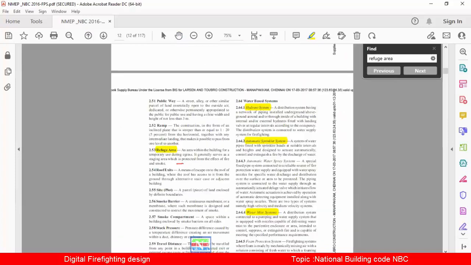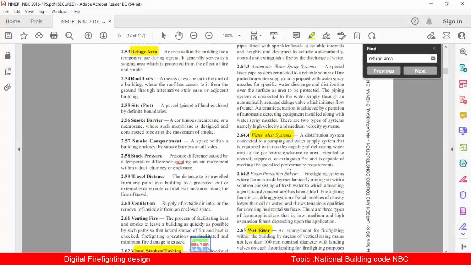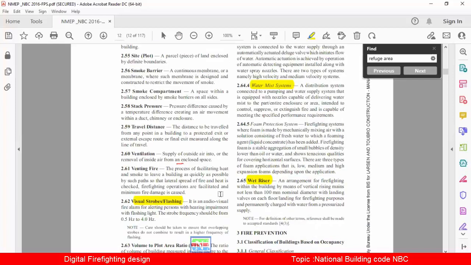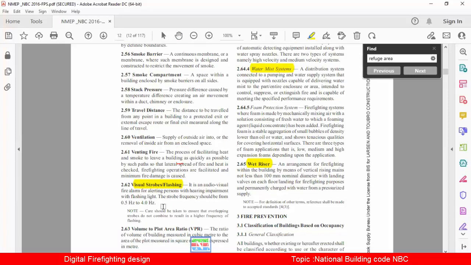You know, hydrant system, we have gone in detail. NFPA 14, NFPA 13, automatic sprinkler, water mist system, wet riser, visual strobe. Generally, for the person who cannot hear, there is a visual strobe. In case of fire, that strobe will flash. There is an audio visual fire alarm for alerting persons with hearing impediment with flashing light. The strobe frequency shall be 0.5 Hz to 4 Hz.